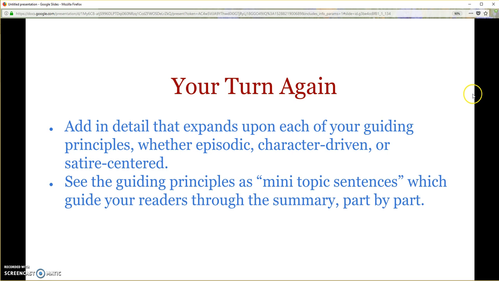And again, there are others, but these are just strategies I wanted to provide you that would help you through this assignment specifically. If you were just looking at an article, for example, we might find ourselves looking at parts of that article. So if you've ever read a text and it's separated, we might do that. Here we've got episodes. And see the guiding principles as topic sentences.